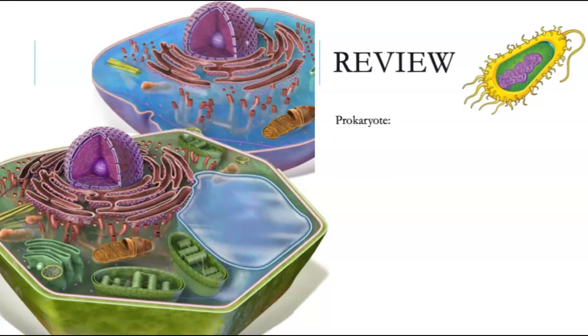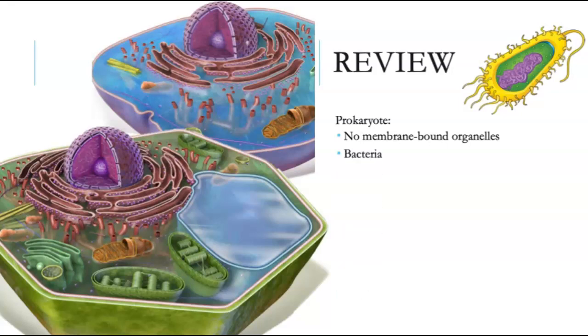On the top right, we're looking at a prokaryotic cell. And when we think about prokaryotes, we're thinking organisms that have no membrane-bound organelles. Their DNA is free-floating in the cytoplasm, and the only membrane they have is the cell membrane that surrounds them. And the only organisms that are prokaryotic are going to be bacteria.